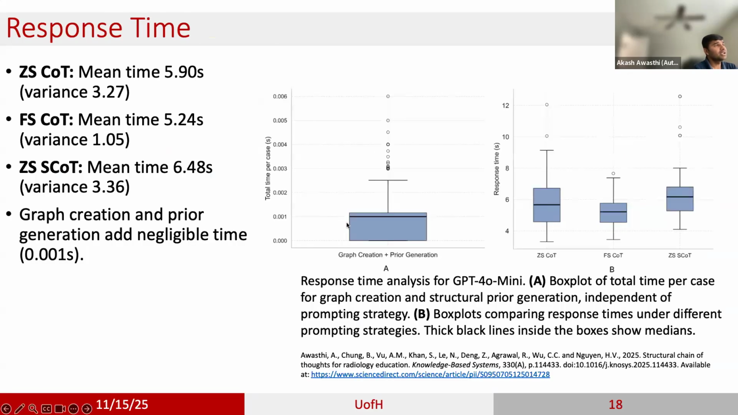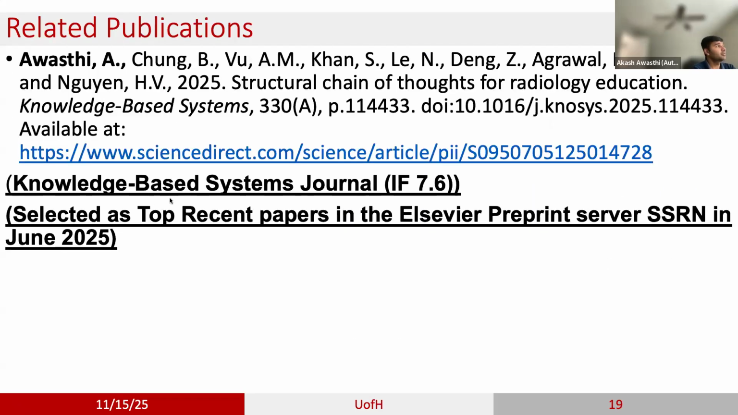We also did a response time comparison analysis. You can see that SCOT has a little more response time compared to ZSCOT and FSCOT, which is due to the multimodal graph reasoning it has to do. But ZSCOT and FSCOT have very low accuracy, so a slightly higher response time is better. It takes 6.48 seconds to produce the output. This paper was published in a knowledge-based systems journal and was one of the top recent downloads as well.